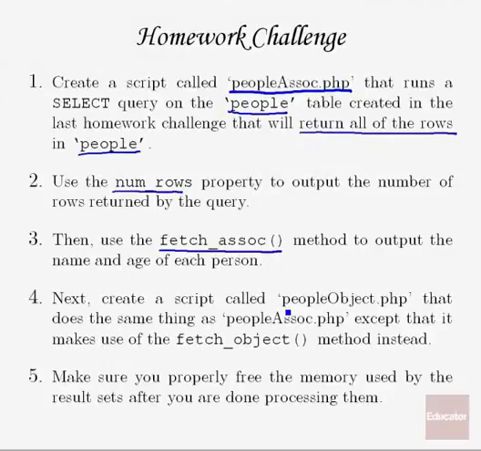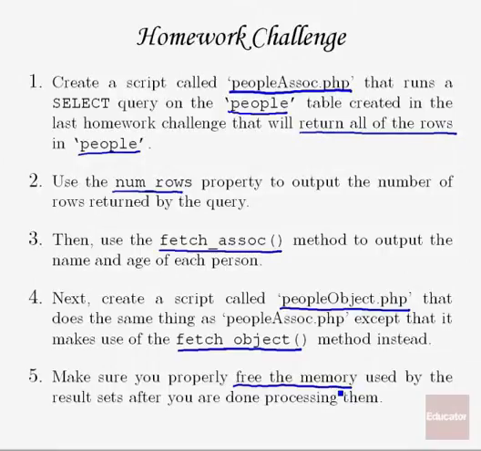Then I want you to do the same thing in a new script called peopleobject.php, which is going to use, instead of fetch assoc, the fetch object method, which is going to give you practice using the object-oriented approach to accessing result set data. Make sure that when you're done using the result set, you free the memory used by the result sets by calling that free method on the result set object.